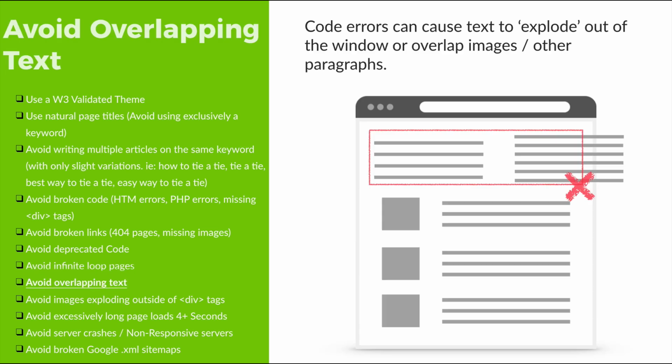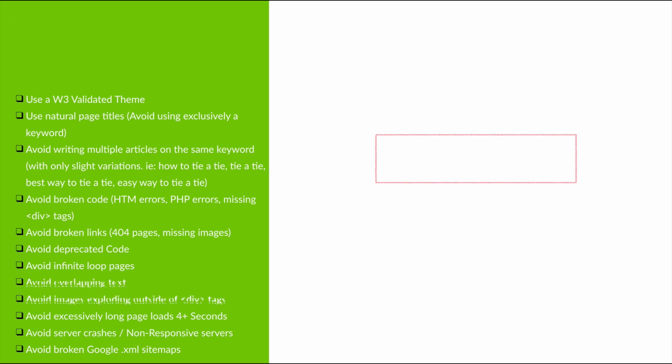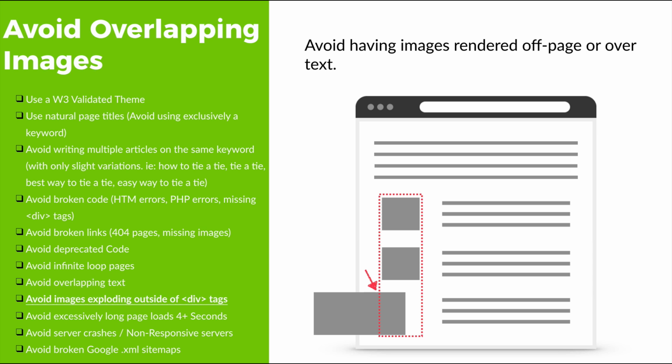And they don't just throw the crawler into a loop. You want to make sure you have no overlapping text. A lot of custom-made websites miss the mark on this, where text just explodes out of the page. It overlaps with images, it goes out over tables and so forth. Make sure you do not have that. Google absolutely hates that. Users hate that as well. You want to make sure you don't have any images exploding out of divs. So it's the same thing, except instead of text, it's images.